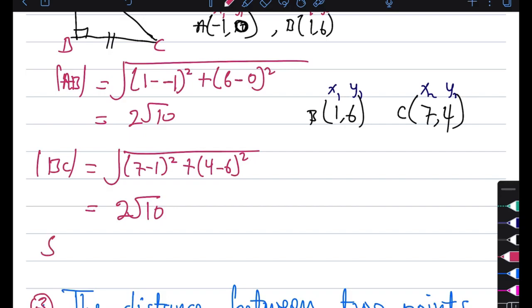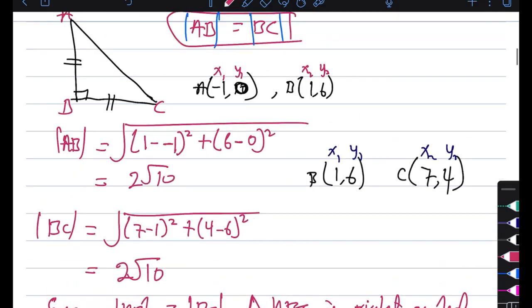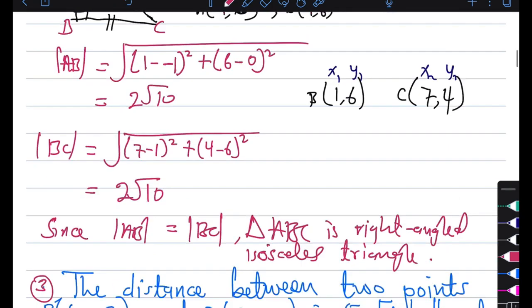All right, so since the length of AB is equal to the length of BC, triangle ABC is a right-angled isosceles triangle. All right, so that's it. That's how to prove it. Basically, you want to show that two sides are equal and you are good to go. All right, okay, let's continue.